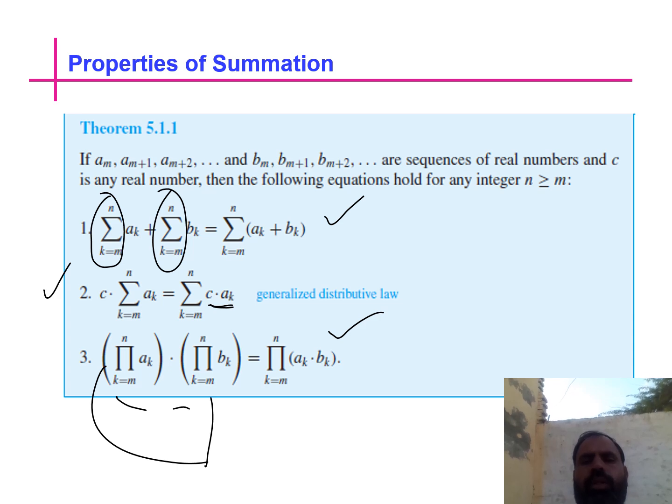And there is a generalized distributive law: c is any number outside the summation of a_k, k varies from m to n, so this will become the summation of c times a_k. And if we discuss the product of two sequences, the product of a_k, k varies from 1 to n, and the product of b_k, we can write these as the product of a_k times b_k.